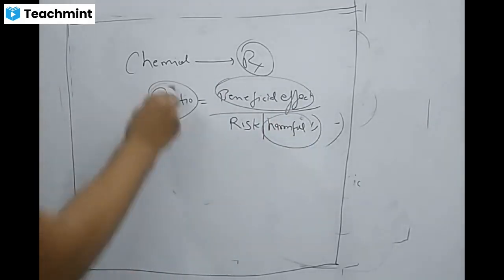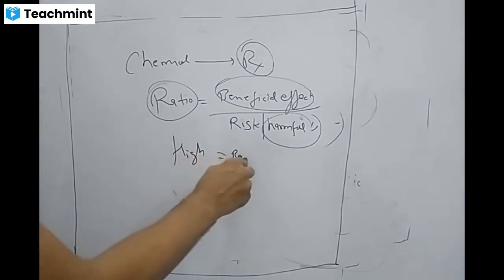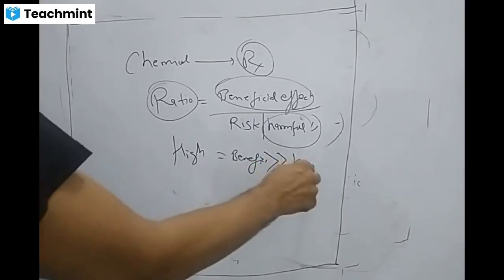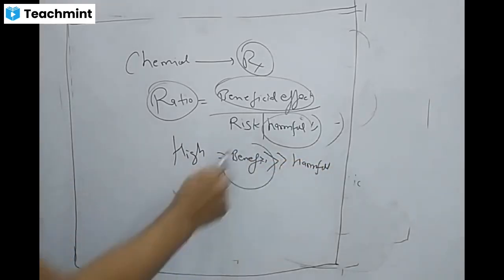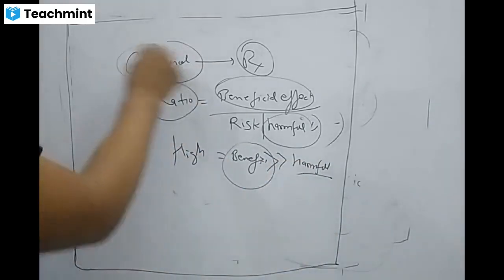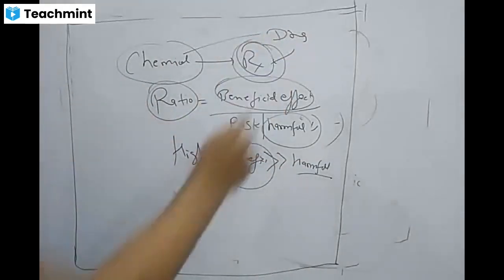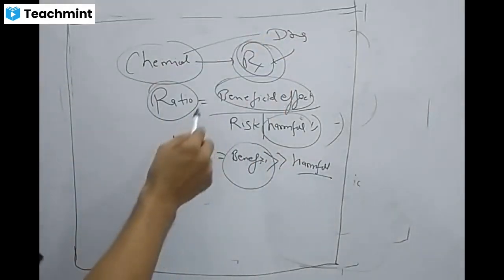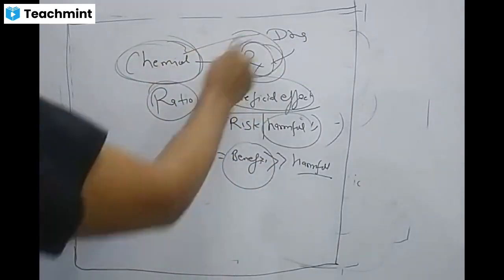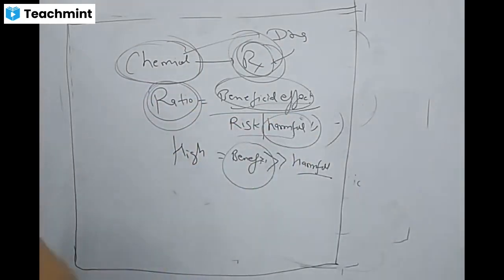When the ratio is high, it means beneficial effects are more than the harmful effect. When beneficial effects are more than the harmful effect, we call that chemical a drug and use it for the treatment. And this comes under your chemotherapy, where we use the chemical for the treatment based on the ratio of beneficial effect by harmful effect.